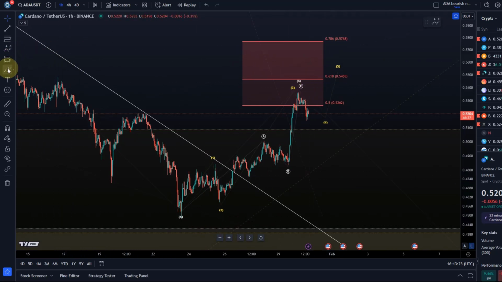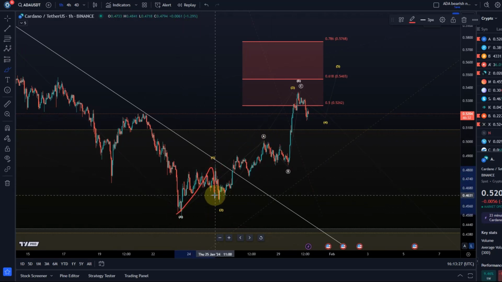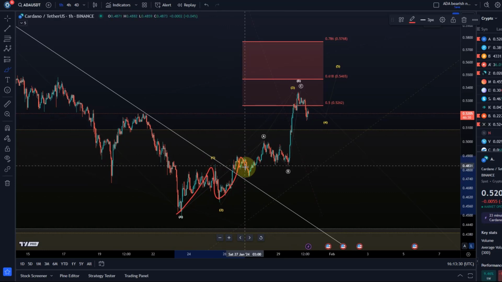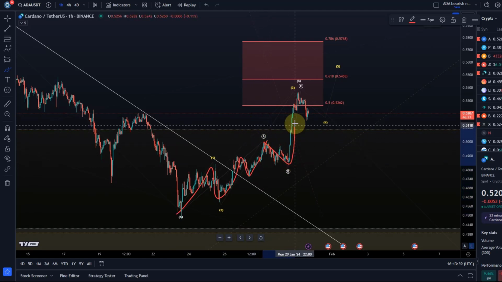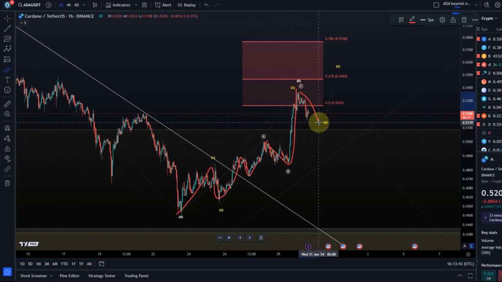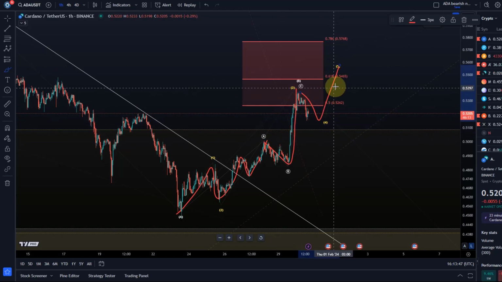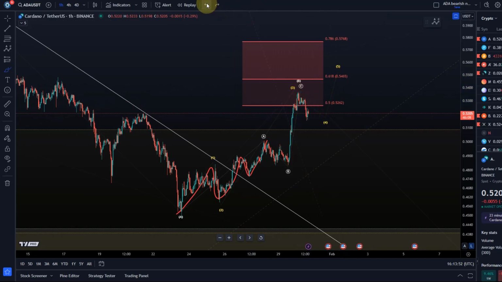In the wave A, we have a leading diagonal. 1, 2, 3, 4, 5. But it's a very, very messy one, so it could also be counted as an ABC itself. Then we have a B wave and a C wave. So we have 3 waves up only. We now need a 4th, and if it holds, then one more high could do the trick. Then we get 5 waves potentially. Then I can call that a potential 5-wave move.